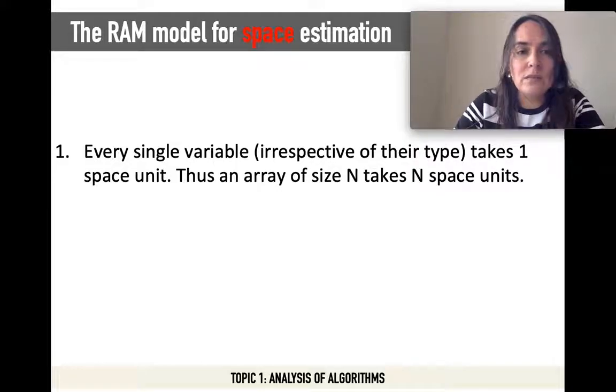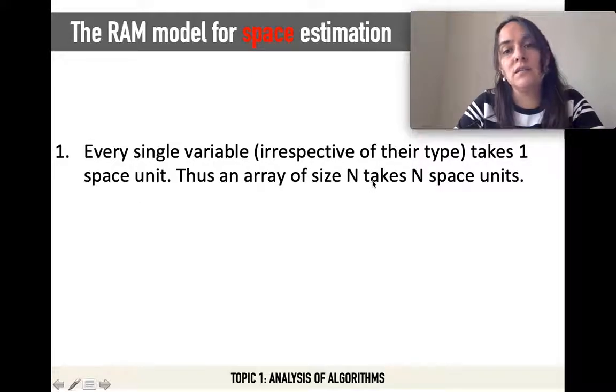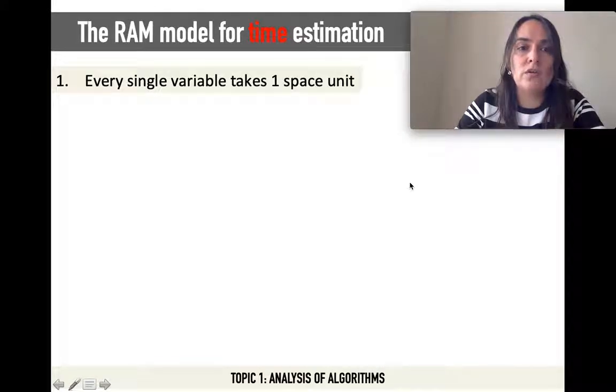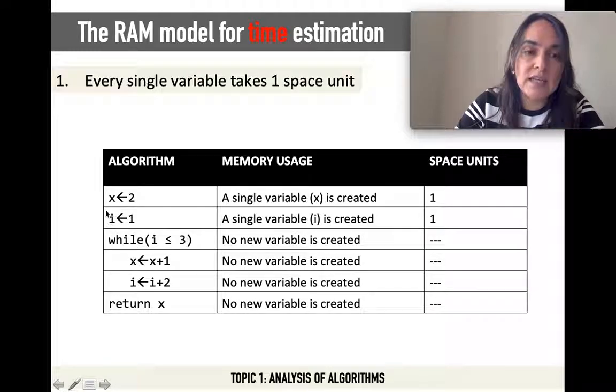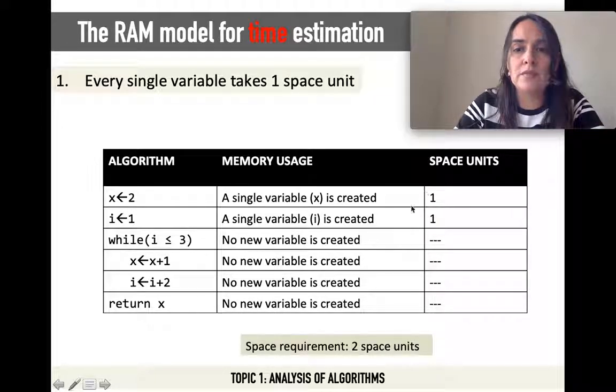The model for space is really simple. Every single variable, irrespective of its type, takes 1 space unit. That's it. That means if you have an array of size n, then you need n space units. So if we analyze exactly the same algorithm in terms of space, we are creating a new variable, so we are going to require 1 space unit here. We are creating a second variable, i, so we need another memory space. And then we are not creating new variables. So in summary, this algorithm requires just 2 space units.